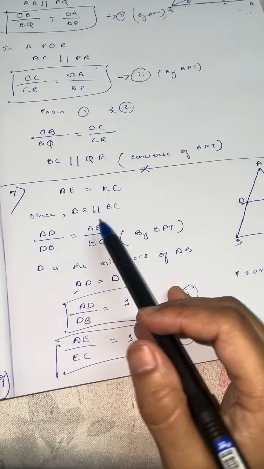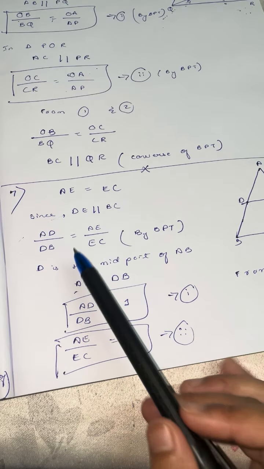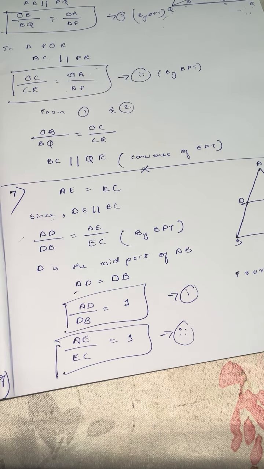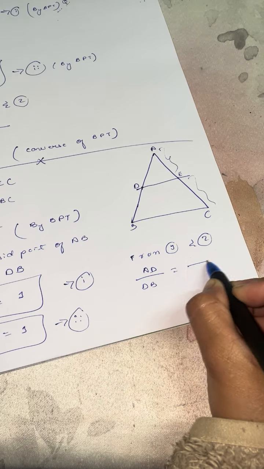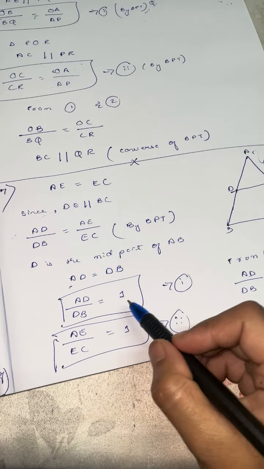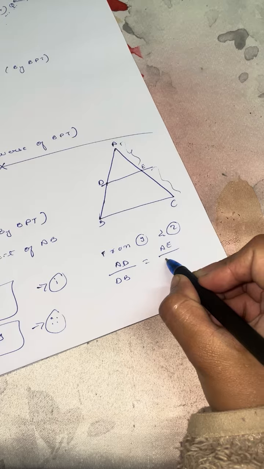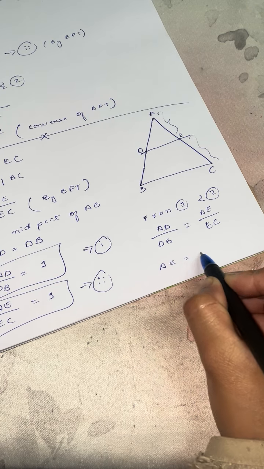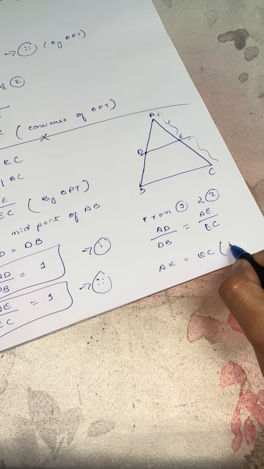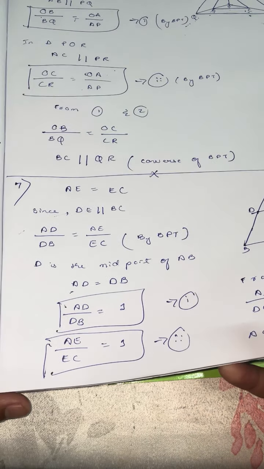Obviously, AD over DB and AE over EC are both equal to 1. Since both of them are equal to 1, obviously they are equal. Hence, AE is equal to EC, by BPT. The basic proportionality theorem shows they are equal. This practice is very easy, very short.